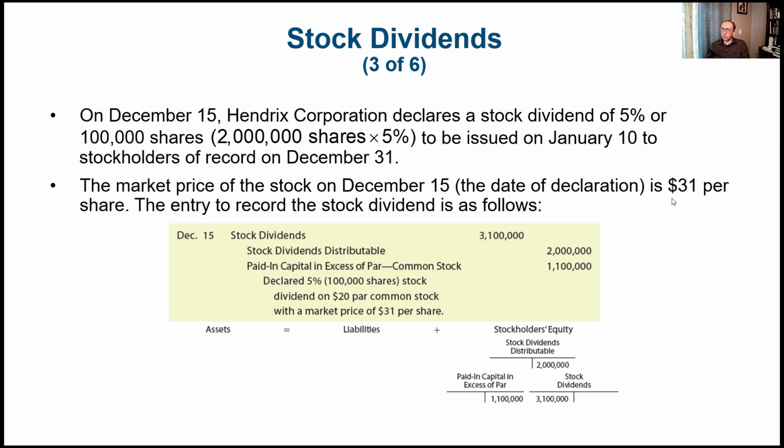But the market price is 31. So that would be paid-in capital in excess of par for common stock, which is again the 100,000 multiplied by 11, which is the difference between the $20 par value and the 31 market price. So that's 1.1 million. The total of this is going to be the stock dividends, which is 3.1 million on the debit side. Remember, in the previous example we called it cash dividends. In this example we're going to call it stock dividends, just to differentiate. But both of them are dividends which are going to reduce our retained earnings.